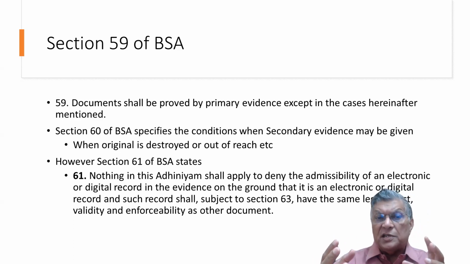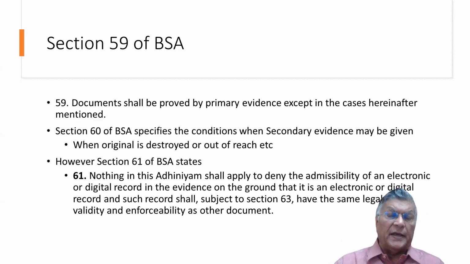Now section 61 of BSA says nothing in this Adhiniyam shall apply to deny the admissibility of electronic or digital record on the ground that it is an electronic or digital record, and shall be subject to section 63. Now, basically, this section 61 is trying to ensure that the electronic record will not be denied admissibility.